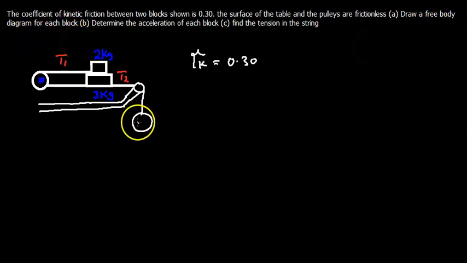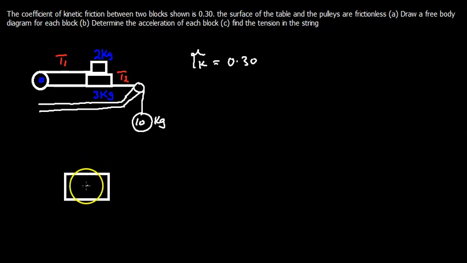Here we have 3 blocks. This is 10 kg, 2 kg, and here we have 3 kg. Part B asks us to determine the acceleration of each block and find the tension in the string. And notice that here we have T1 and T2. So first thing first is to start with the first one, which is 2 kg. Let's start by drawing the free body diagram.